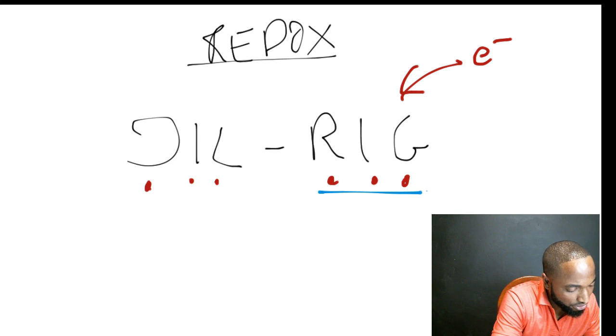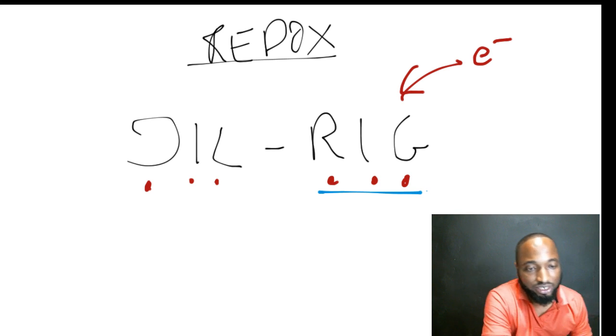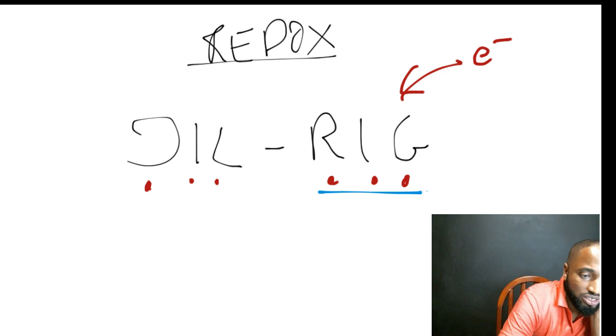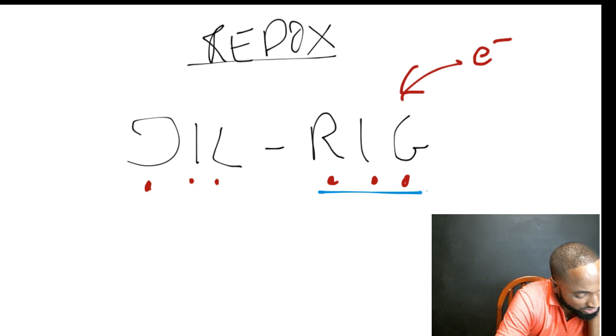You need to know your common oxidizing and reducing agents. Chat, put some common oxidizing agents. Common oxidizing agents. Put some common reducing agents. But put the oxidizing agents first.